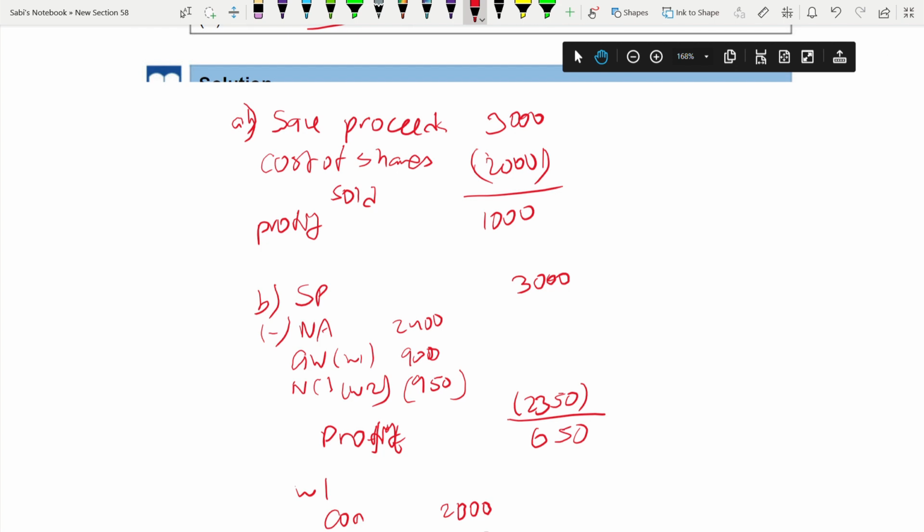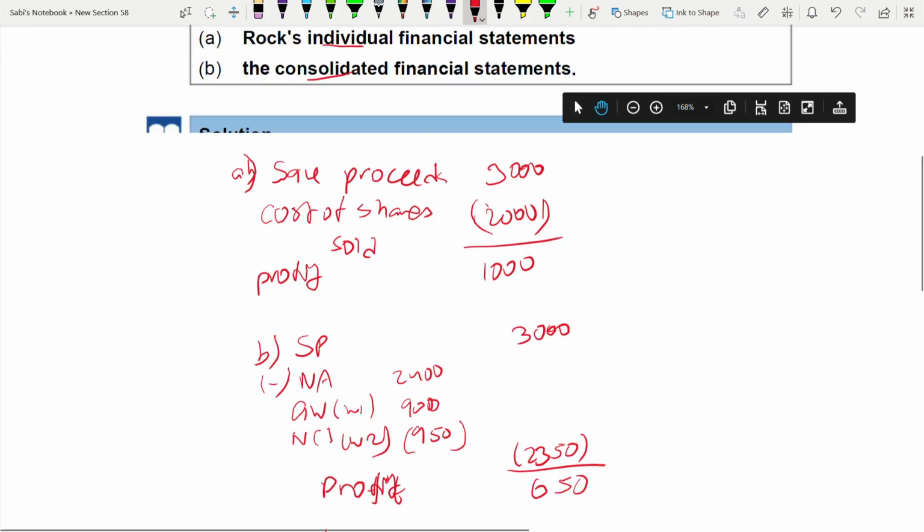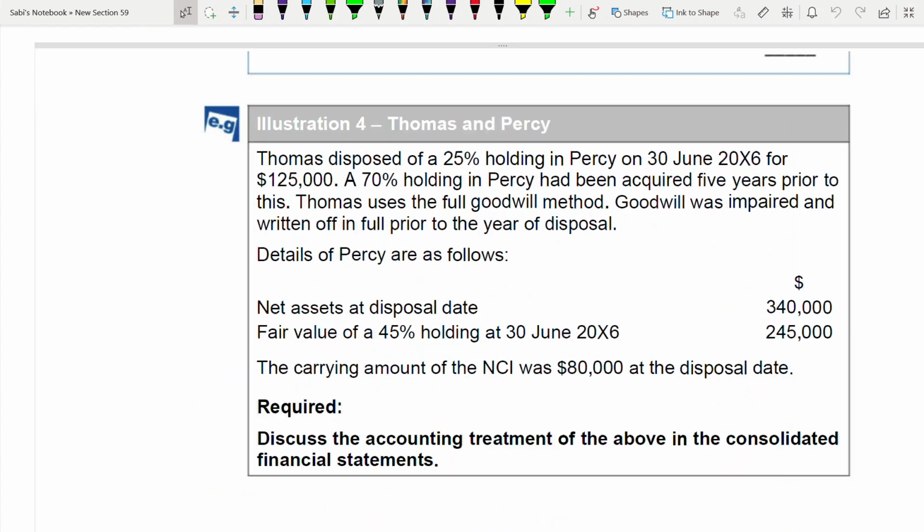Now we'll be moving on to illustration 4. This is the second situation where you are partially selling shares, not entirely, and it is becoming an associate from subsidiary. Okay, so you bought at 70%, you are disposing 25. So 70 minus 25, you are left with 45%. Less than 50, it's an associate. Okay, so you dispose 25% at this amount, 125,000.